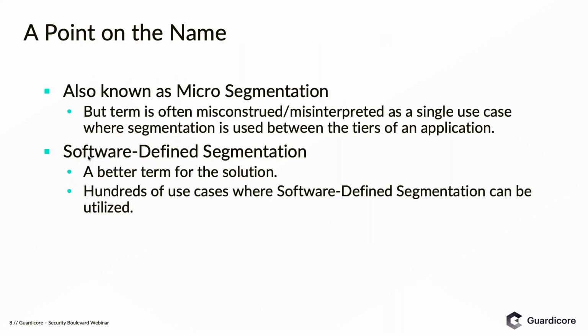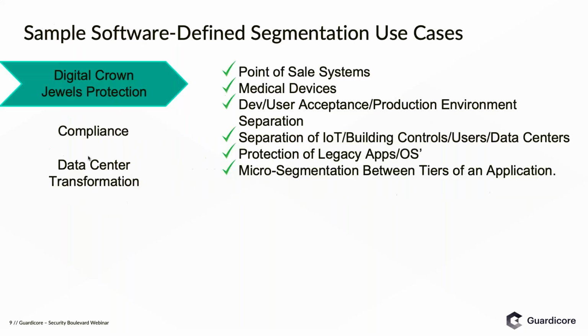So a point on the name. The name is software-defined segmentation. It's also been known in the past as micro-segmentation. This is a word that we originally, when my company started, used a lot. And I found out in going in front of customers, it's often misconstrued or misinterpreted. A lot of people think of micro-segmentation as a very small single use case in segmenting between the tiers of an application. So that's why we switched to software-defined segmentation, because there are literally hundreds of use cases, even in traditional environments, where software-defined segmentation can help.